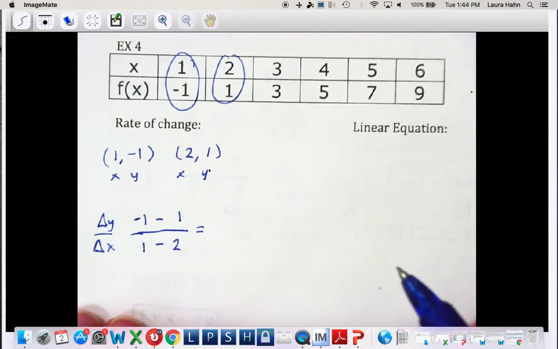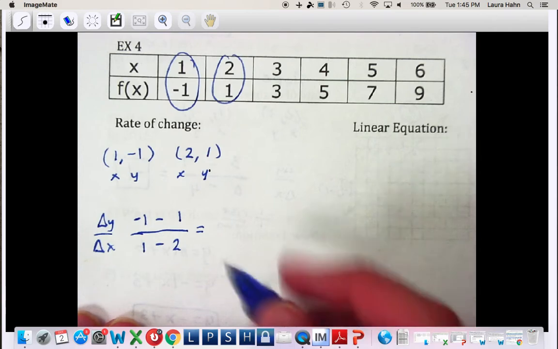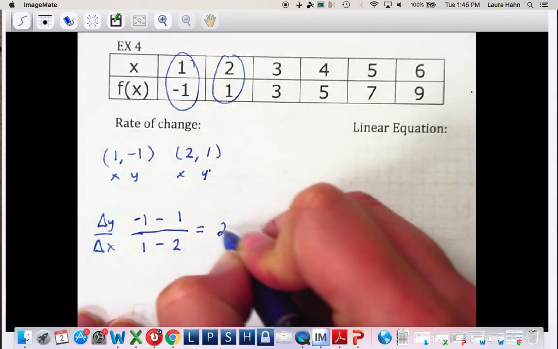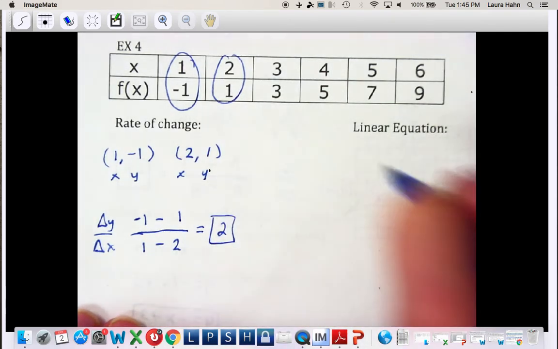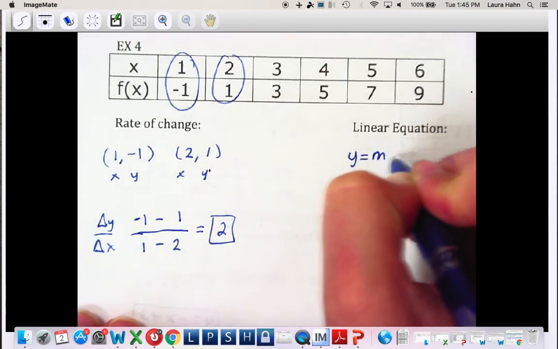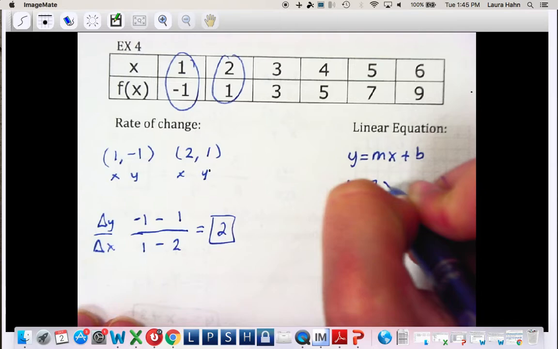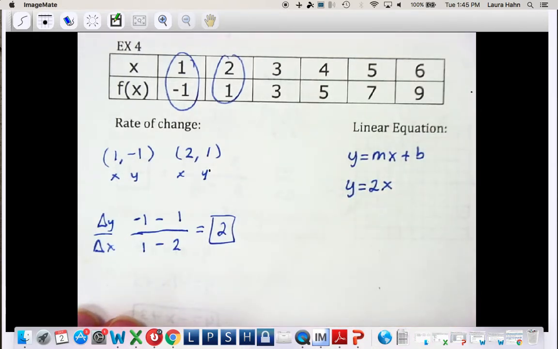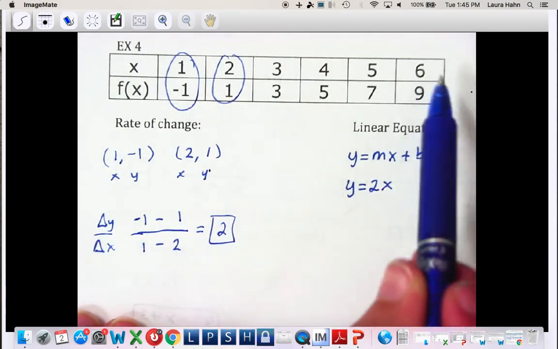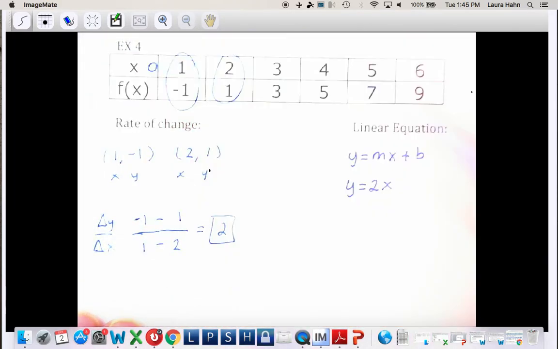All right, so you can calculate this by hand, but please make sure you always check by typing it into the calculator. This one comes out to be a positive 2. So let's write our equation. My m, my slope, we just calculated to be 2. Always put x behind it. All right, so we need to find our y-intercept. So I don't see where x is 0, so I know it would come right here.